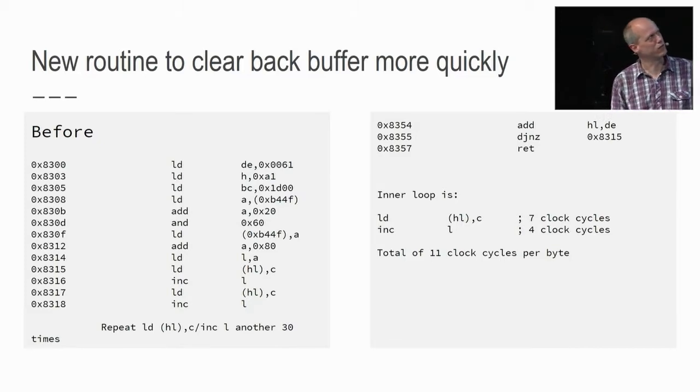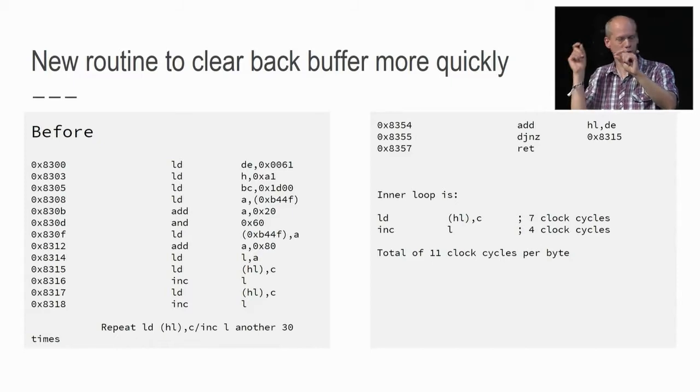So the old routine to do this was horribly inefficient. The way it works is you set a pointer to the start of your back buffer, you get another register, you put 0 in it, and then you copy that to the first byte, increase the pointer to point to the next byte, copy that to the next byte, increase the pointer. You keep doing that, and you do that a few thousand times. And it works, but it's quite slow.